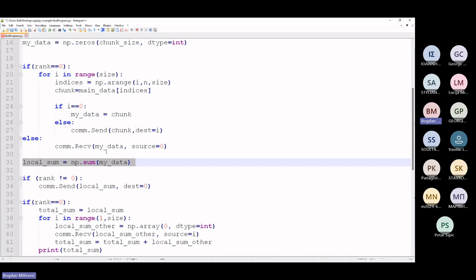In line 30, everyone has their own data, so all of the processes can summarize their portion. And the processing is quite simple. Everyone should just sum their elements, and then they will have their output in the local sum. So this sum will not be the sum of all elements in the array. It will be just the sum of this chunk, my data, which is smaller than the full array.